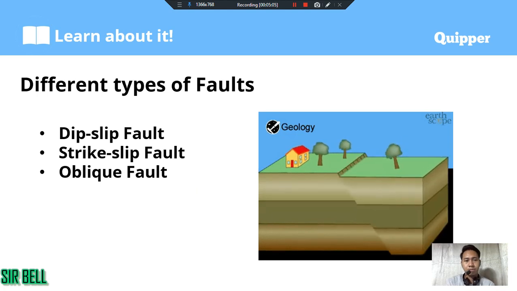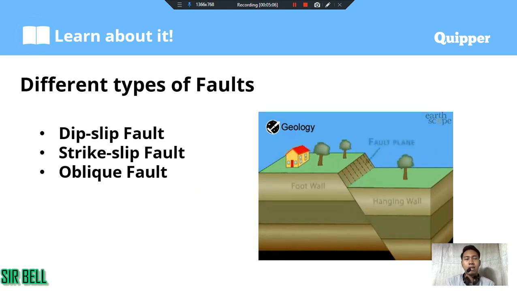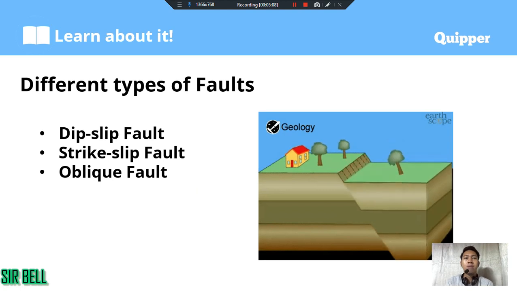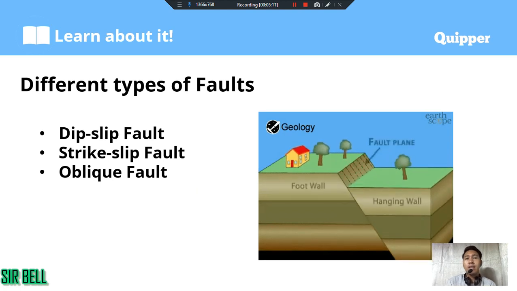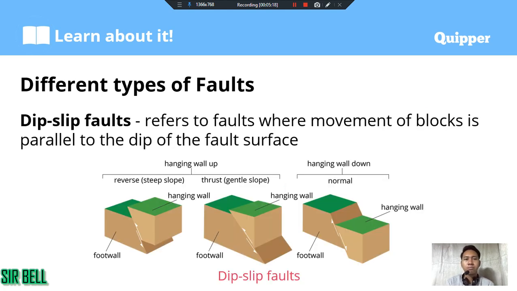So now we are ready to talk about the different types of fault. We have dip slip, strike slip, and oblique. Let's talk about first the dip slip. Dip slip refers to faults where movement of blocks is parallel to the dip of the fault surface. As you can see on the picture, it clearly shows what type of faults dip slip forms or how they move.